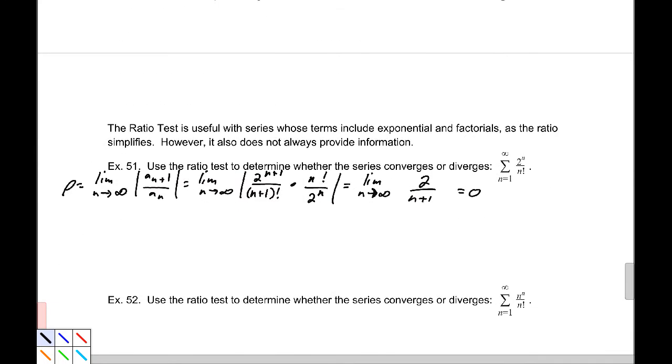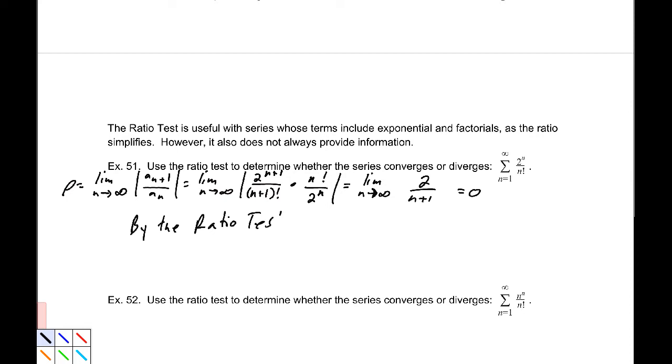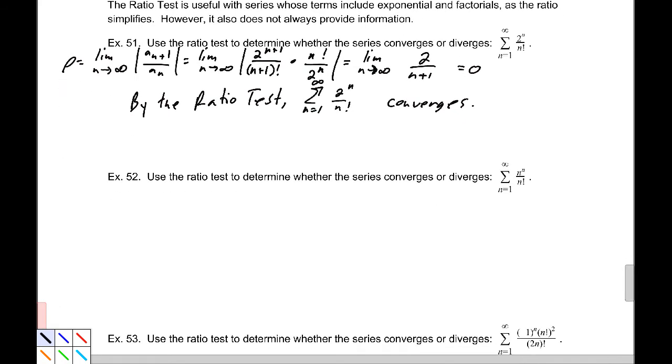Right, so that means by the ratio test, and it's a good idea to always sum things up like this, the sum n equals 1 to infinity of 2 to the n over n factorial converges. And if you recall, converging absolutely means that it converges. That implies that. So there we are. All right, next, 52. Use the ratio test to do the same. Determine if this converges or diverges.